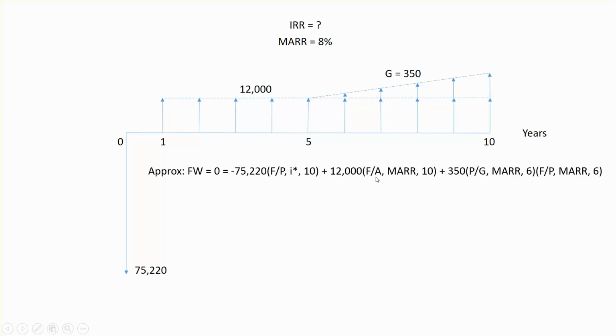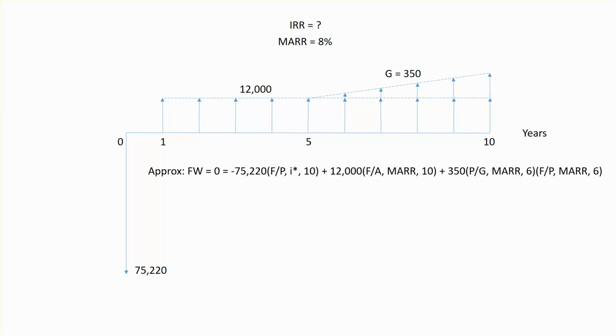We can look up that information in the table. So the 12,000 and the 350 gradient, both of those can be calculated easily enough, and we would have this equation, and we would be able to solve for this particular interest factor. And out of remanipulating this equation, we would end up with a fraction, a number that we could then compare on varieties of tables.